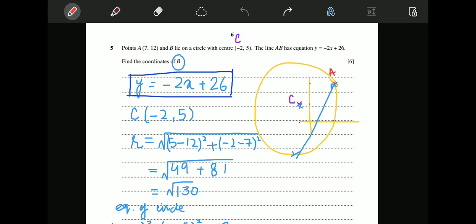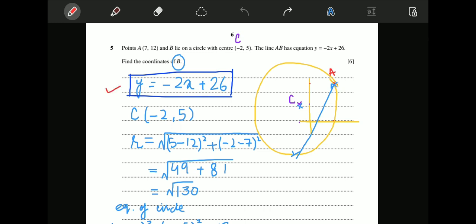Now let's see, find the coordinates of B. So we know the coordinates of A, we know the equation of the line. So what are we supposed to do? How can we find B? See, if we know one point on a circle and we find the equation of the circle, we can also find the other point on the circle. Yes, when we find the point of intersection of the line and the circle. So this is what we are going to do in this.